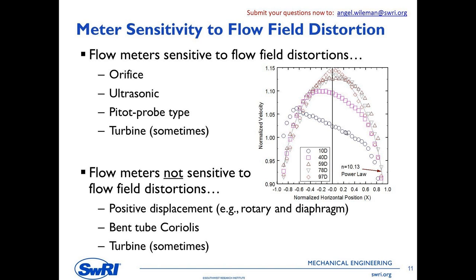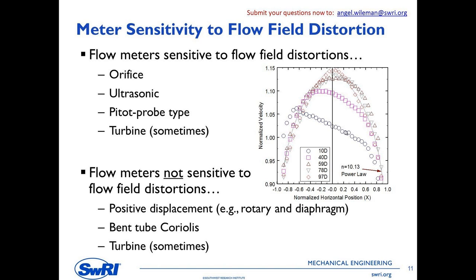Other types of meters that are probably a little more apparently affected by profile distortion are pitot probe type meters. If you're measuring at a single point in the profile or even at a couple points in the profile, you can imagine that if the profile looks like the image that's on the screen there, if I'm measuring in the wrong point, I'm going to get the wrong answer. If my profile is not well developed, I'm not going to get the right answer. So that's how those are sensitive.